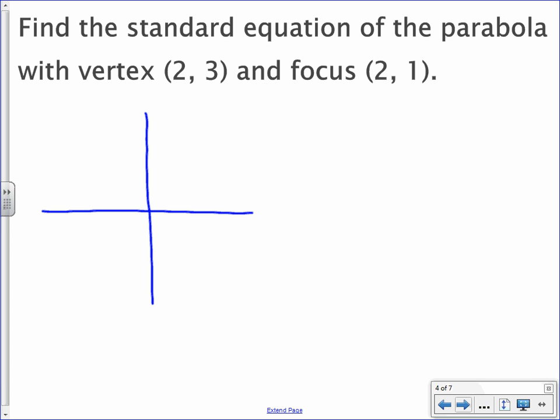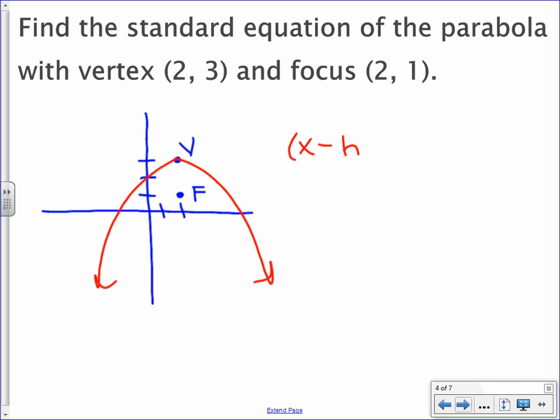Okay, in this example, we have a vertex at 2, 3, and a focus, so I'm going to label that as a vertex so I know which one is which, and a focus at 2, 1. Eric, what direction is this parabola going to open? It's going to open down. Okay. You don't have to draw it. I'm just going to draw it for effect. It opens down. Which means, first of all, since it opens vertically, we know that the x needs to be squared.